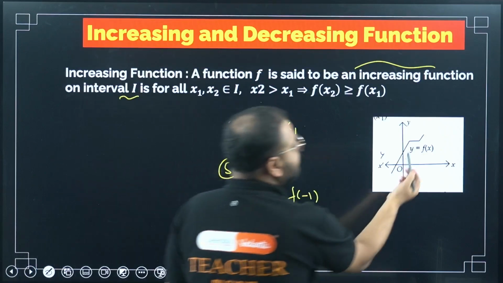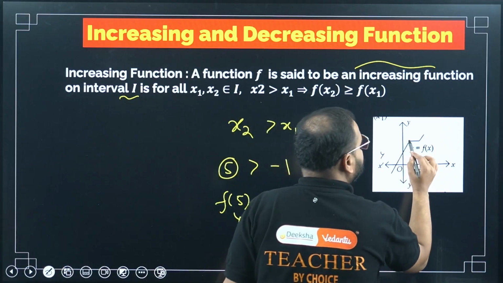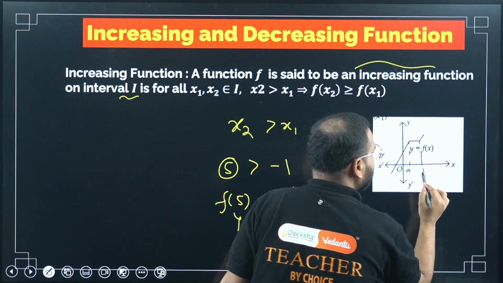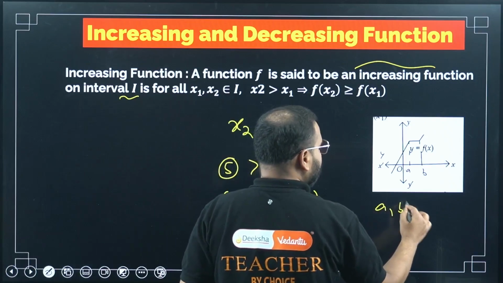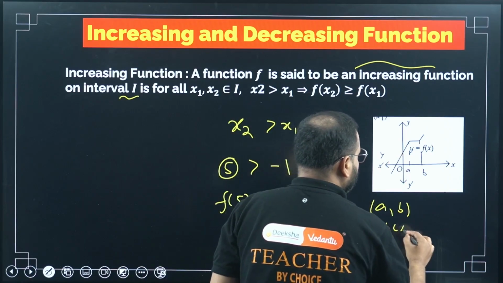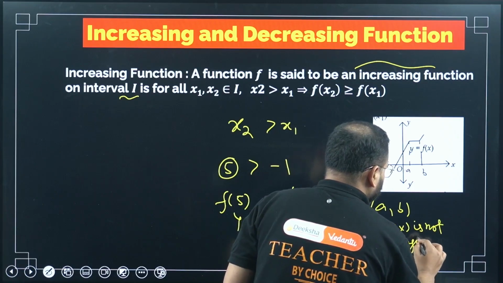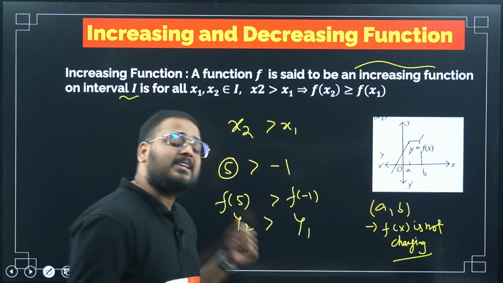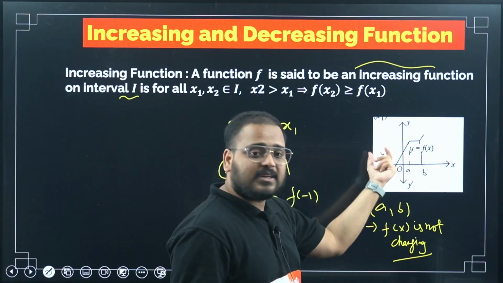Because if you check here, in this straight line portion, from here to here, let's call this A and this B. In the interval A comma B, the function value is constant. f(x) is not changing. Now, if the function value is not changing in this interval A to B, what can I say? I can say it is not strictly increasing. Means it is not decreasing, of course.